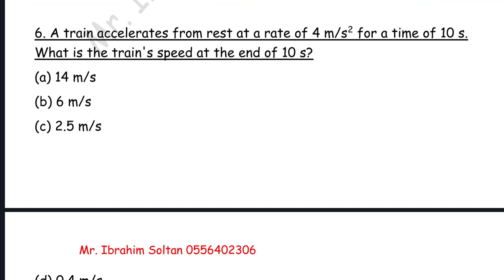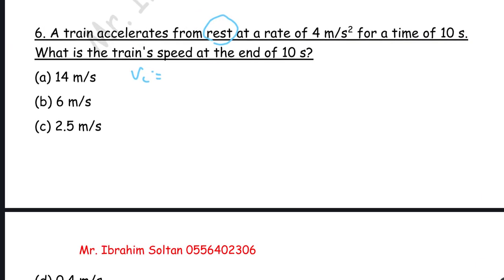A train accelerates from rest, so initial speed equals 0 meters per second, at a rate of 4 meters per second squared. He gives you the acceleration, A equals 4 meters per second squared, for a time of 10 seconds, so T equals 10 seconds. What is the train's speed at the end of the 10 seconds? So he needs V final.